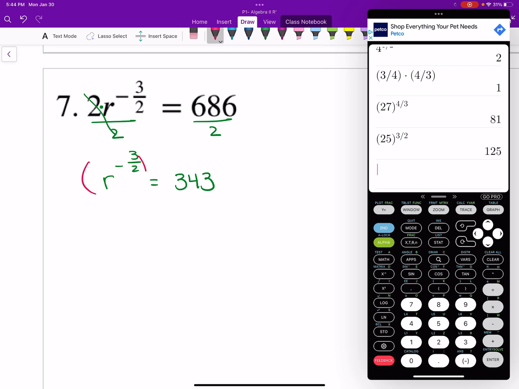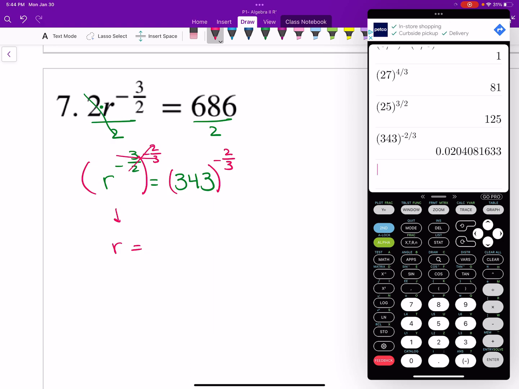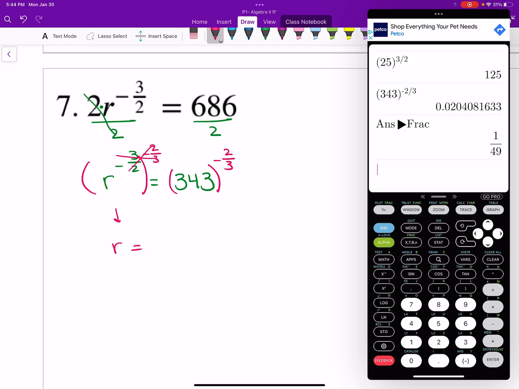From there, to get rid of this exponent, we are going to flip it, take its reciprocal. On the left, the reciprocals cancel out. On the right, we can type it into our calculator. If you get a decimal like this, math enter, enter, we want to make it a fraction. For this one, the denominator is odd, so no plus minus in your answer.